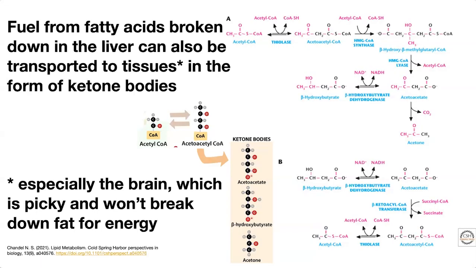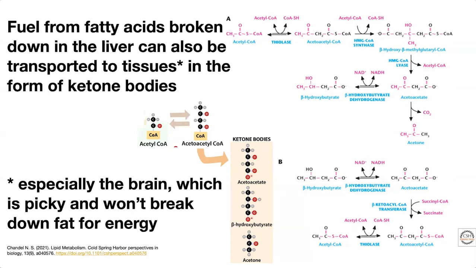The fuel from fatty acids, remember, we can break things down to acetyl-CoA, but we couldn't transport the acetyl-CoA that way through the blood. And so instead, what we're going to want to do is convert that acetyl-CoA into things that we can transport through the blood. Especially, this is important for your brain. Your brain's really picky and it won't break down fat for energy.